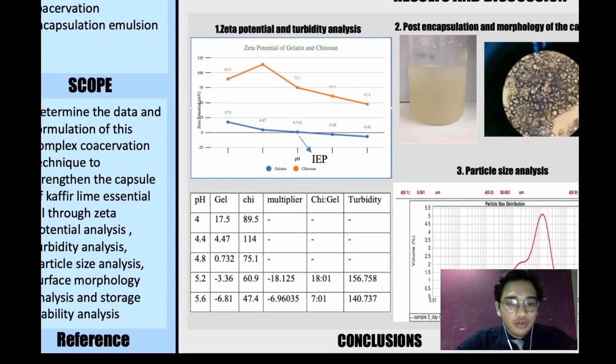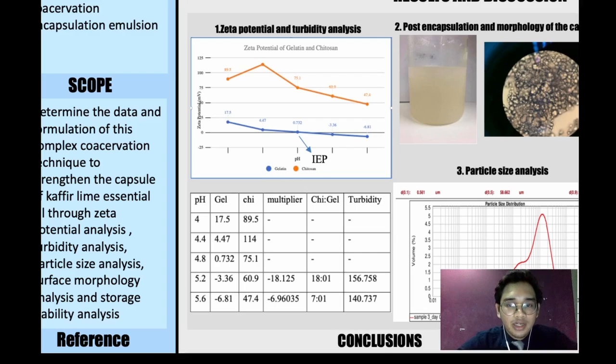Now we come to the result and discussion part. The first result that I would like to discuss is the zeta potential and turbidity analysis. In order for encapsulation to happen, we need gelatin and chitosan as the wall material of the capsule to have opposite charges. If they have opposite charges, they can coat the kaffir lime oil and form microcapsules. That's why we put the gelatin and chitosan solutions at different pH values from 4 until 5.6 with an interval of 0.4 to identify the charges under the Zetasizer.